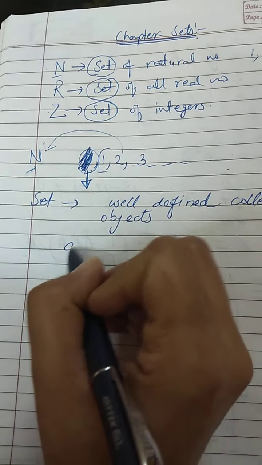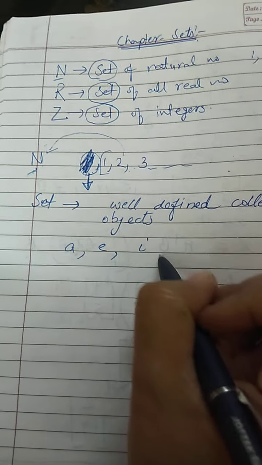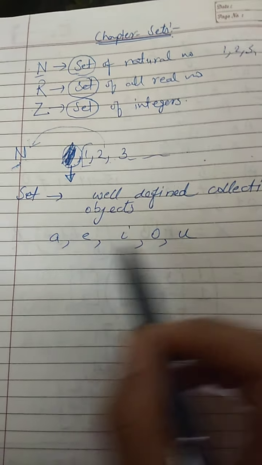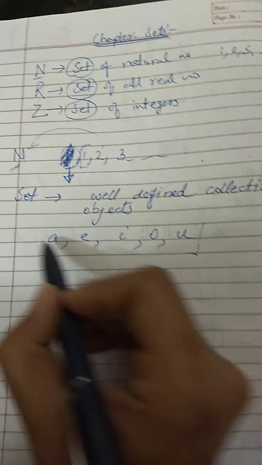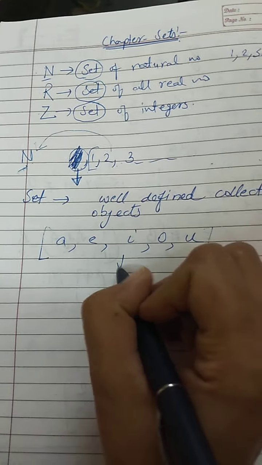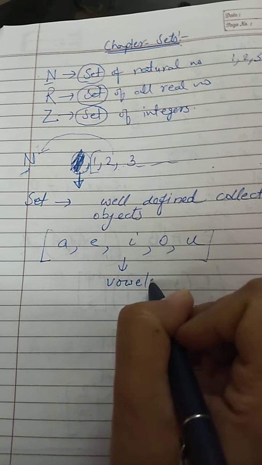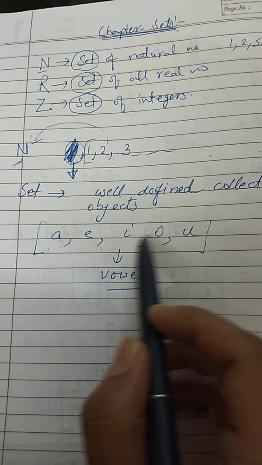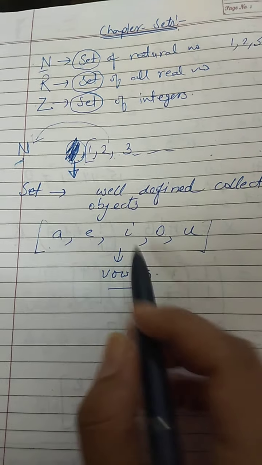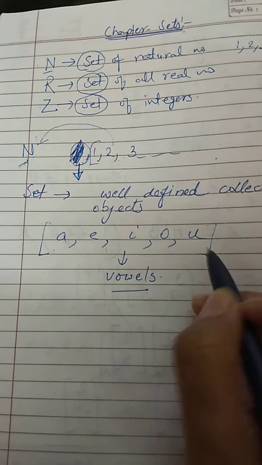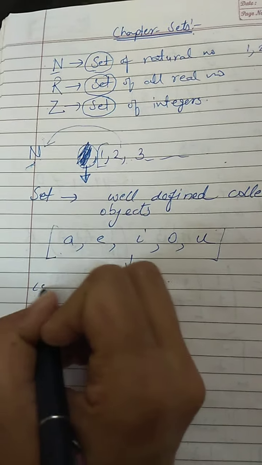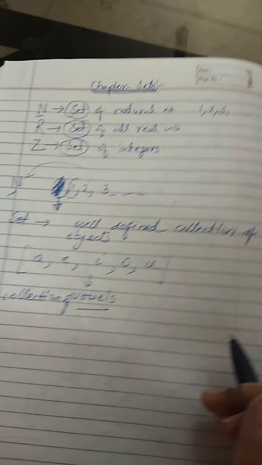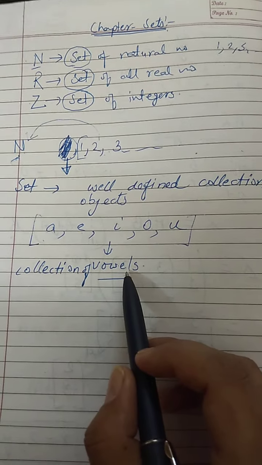Let me take one more example. A, E, I, O, U. All these are English alphabets, but one special feature is there. All these 5 English alphabets are known as vowels, right? Now each and every letter which I have written here is a vowel, nothing else. So I will say this is the collection of vowels, isn't it? This is the collection of English vowels, not any other language.